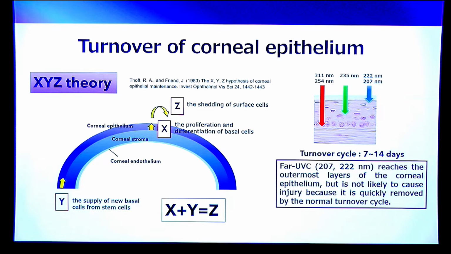So let me explain a little about corneal turnover. Corneal turnover is described by the XYZ theory. The theory proposes that if the differentiation and migration of cells at the base of the corneal epithelium towards the superficial layer is expressed as X, the supply of new basal cells from stem cells as Y, and the shedding of cells from the superficial layer as Z, the equation X plus Y equals Z is established. The corneal epithelial layer is replaced in 7 to 14 days in humans.